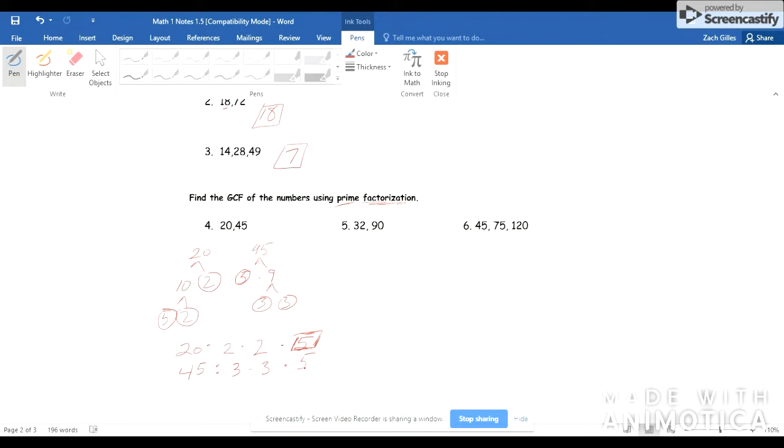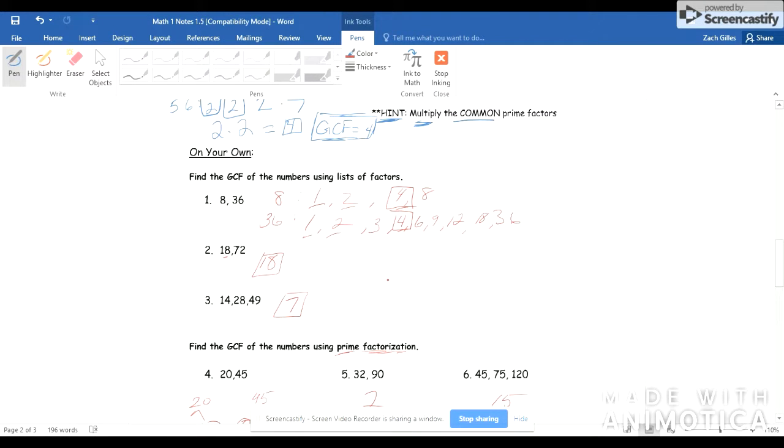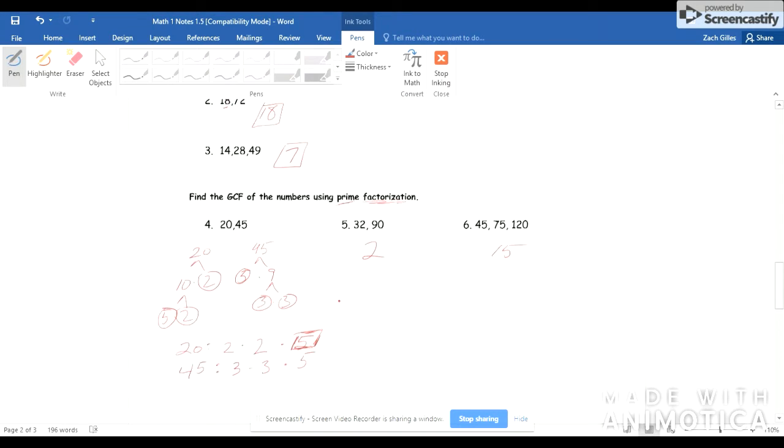Okay, so a little bit trickier, I think, than using the list method, but go ahead, try 5 and 6 and see what you come up with. Hopefully for 5 you came up with 2, and hopefully for 6 you came up with 15. Again, if the prime factorization way confuses you, it's a little bit trickier. That's okay. You can still use the list method, and you'll still come up with the same answer.